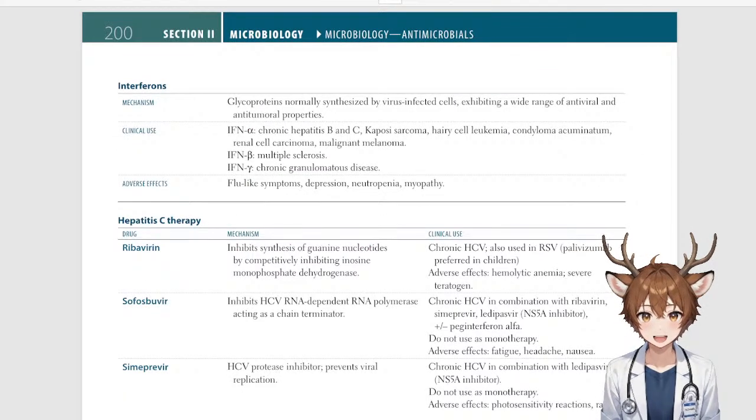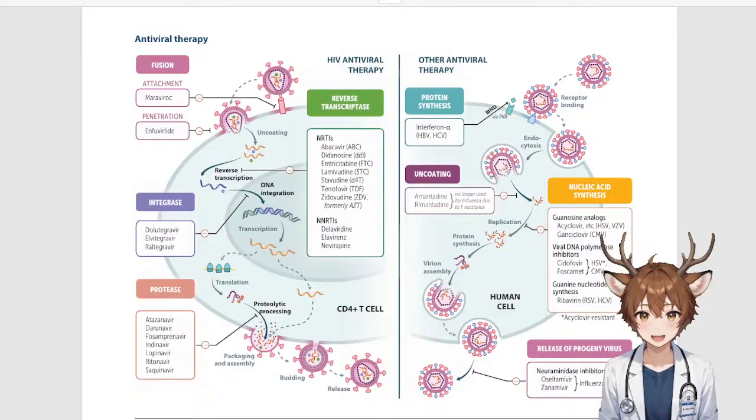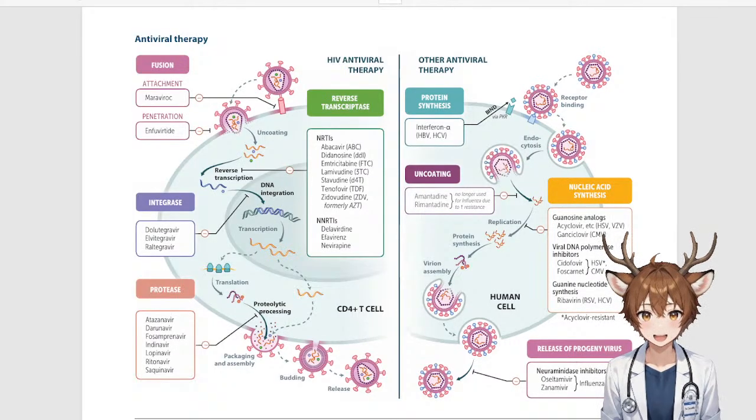So let's go back into it. But just be aware of how that works. Antiviral therapy. Okay, what about hepatitis C therapy?